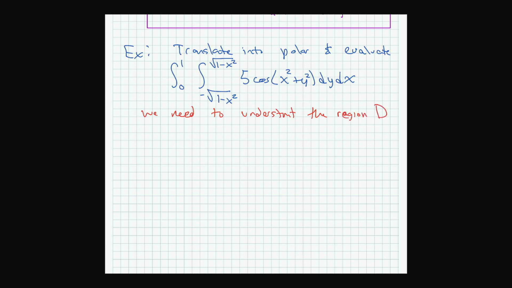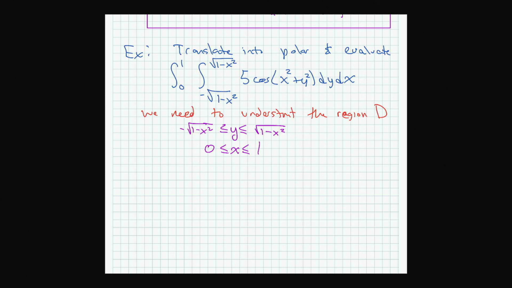Okay, so what we've got listed here, this is in x's and y's, right? So we've got y between two things, and then we have x between two things. Which one's which? Our first integral is y, so y is between these two functions. On the top, square root of 1 minus x squared, and on the bottom, negative square root of 1 minus x squared. And then x is just between 0 and 1.